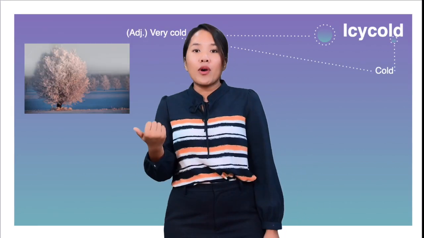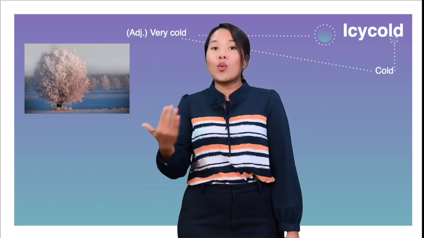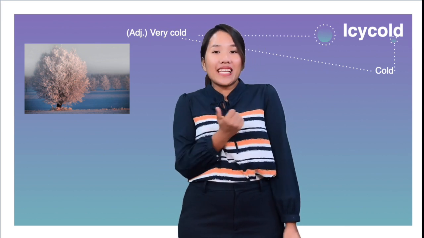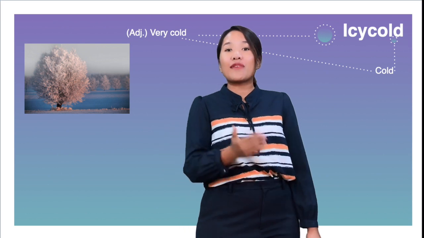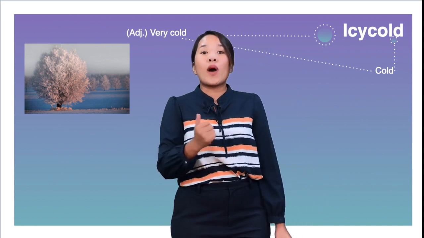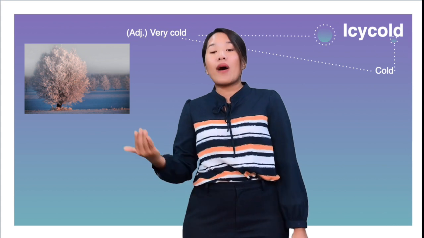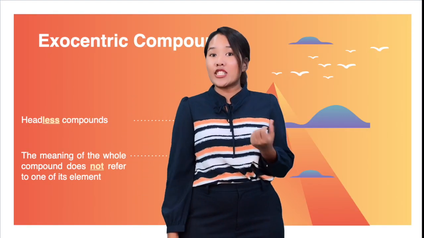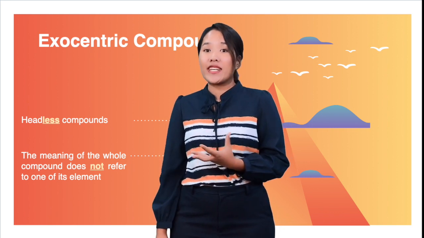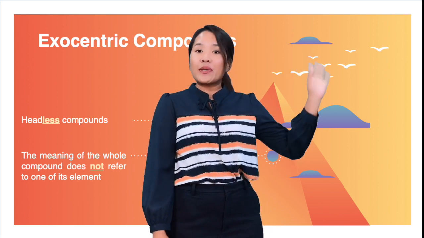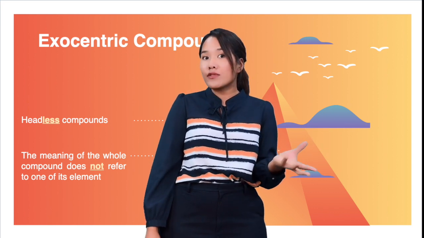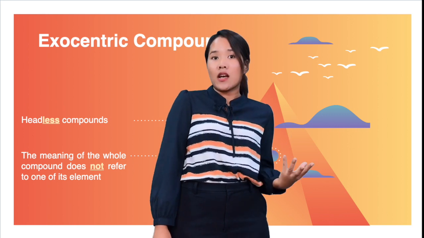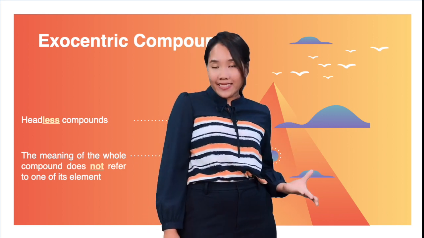Or another example, the word icy cold, whose whole meaning refers to very cold. So the meaning is identical to the free morpheme cold, which is one of the elements in the compound icy cold. Turning now to another subtype of semantic relationship, which is exocentric compounds. In contrast to the earlier topic, endocentric compounds, exocentric compounds are the compounds that do not have a head, or we can call them headless compounds.